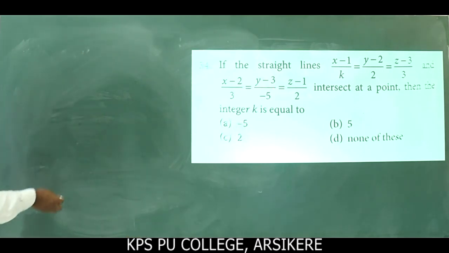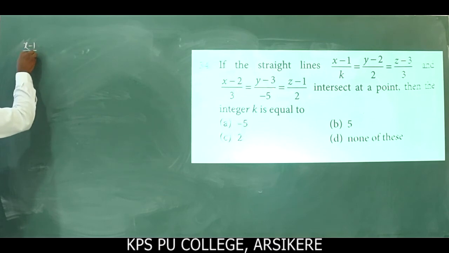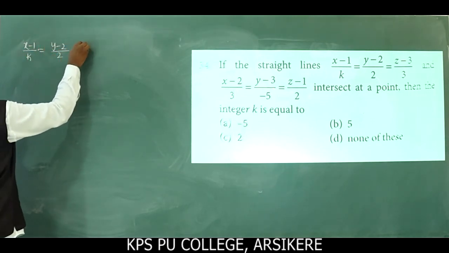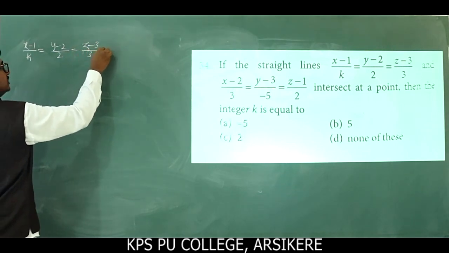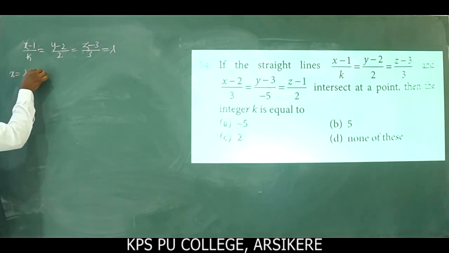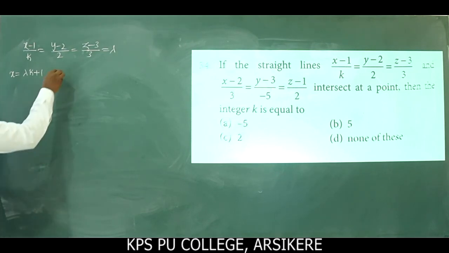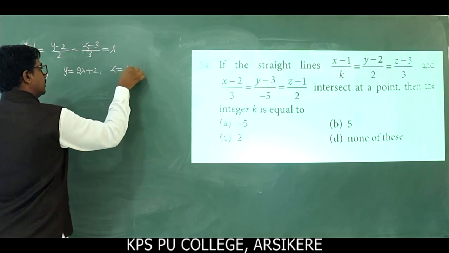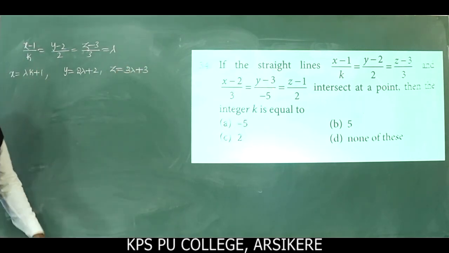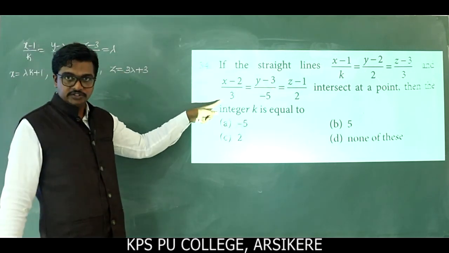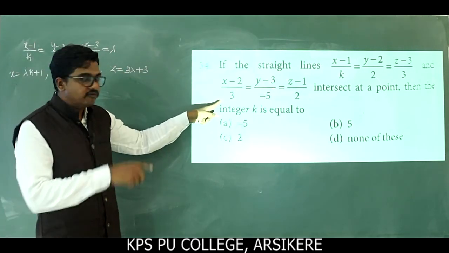Okay, just observe here. So what is given? (x minus 1)/k = (y minus 2)/2 = (z minus 3)/3 = some lambda. From the general point on this line, this becomes x = lambda into k plus 1, y = 2 lambda plus 2, and z = 3 lambda plus 3. This is the general point on the line. So this point satisfies the other equation. In the previous problem we had discussed the same thing.